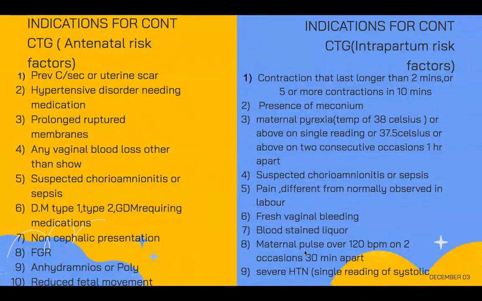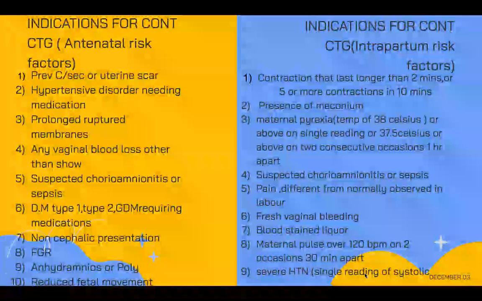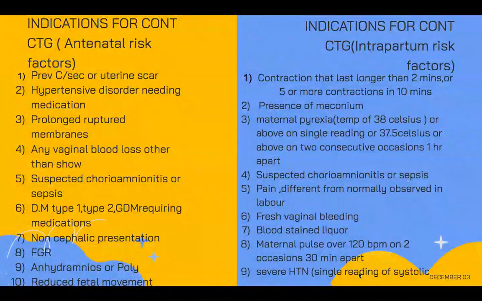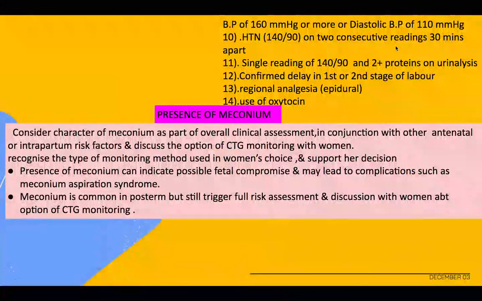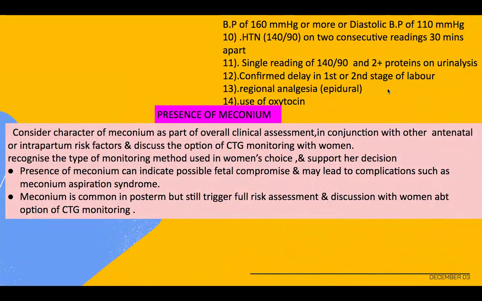Blood-stained liquor. Maternal pulse, this is again infection. Maternal pulse of 120 beats per minute on 2 occasions, 30 minutes apart. Severe hypertension, right? It means blood pressure of 160 mmHg systolic or diastolic of 110, 160/110, or 140/90 on 2 occasions, right? 140/90, 2 readings are required. 160/110, because it is already a very significantly raised blood pressure, 1 reading is enough.